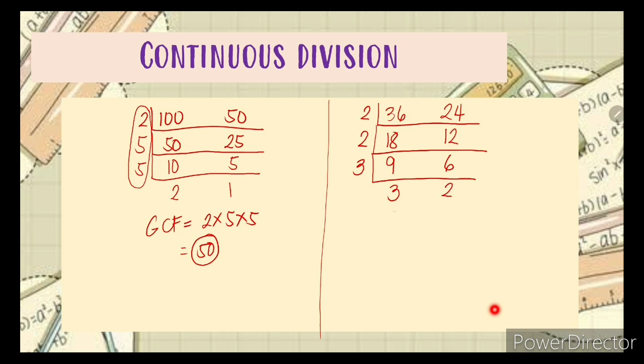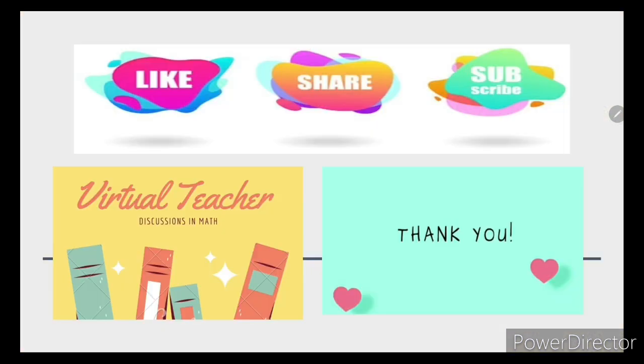Ngayon, meron pa ba tayong pwedeng i-divide kay 3 saka kay 2? Okay, wala na. So, kunin natin yung gilid to find the GCF. So, GCF is equal to 2 times 2 times 3. So, 2 times 2 is equal to 4 times 3 is equal to 12. So, our GCF is 12.